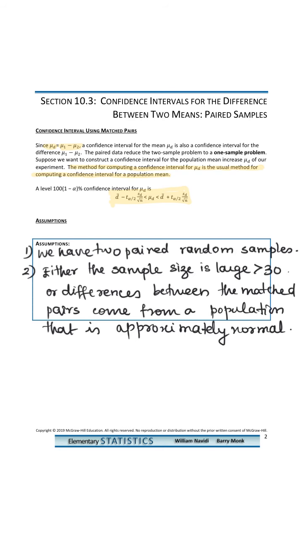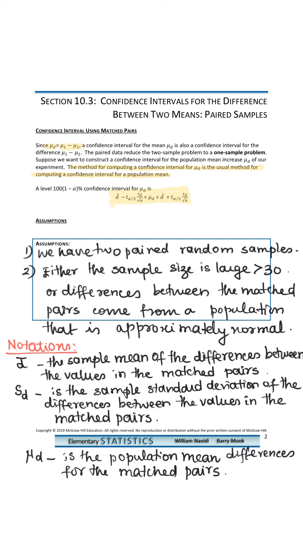Let's look at some of the notation used in this section. D bar is the sample mean of the differences between the values in the matched pairs. SD is the sample standard deviation of the differences between the values in the matched pairs, and mu D is the population mean differences for the matched pairs.